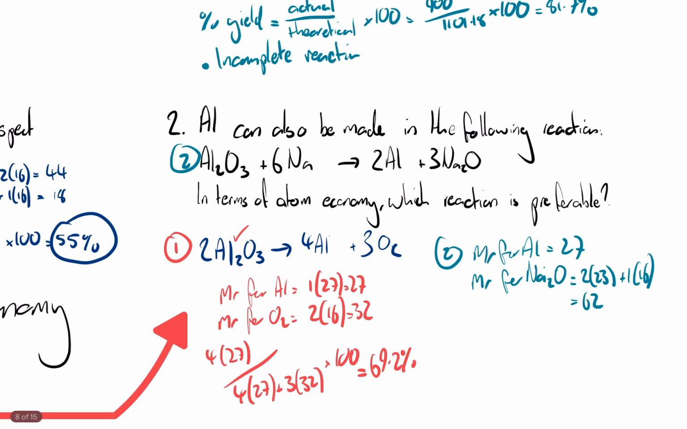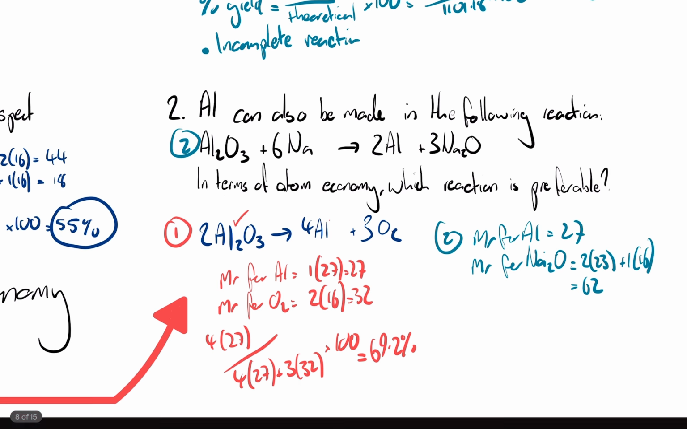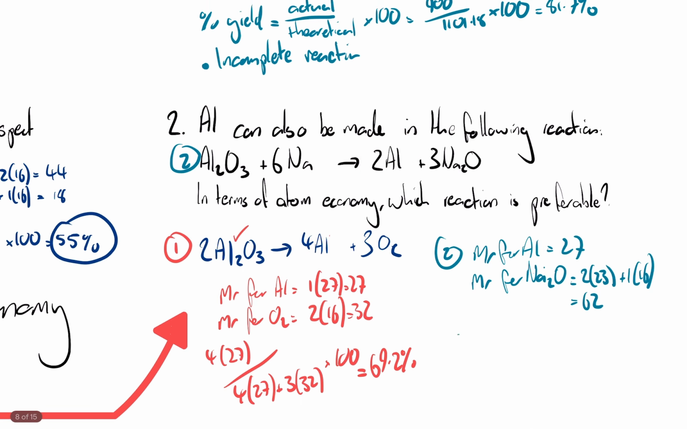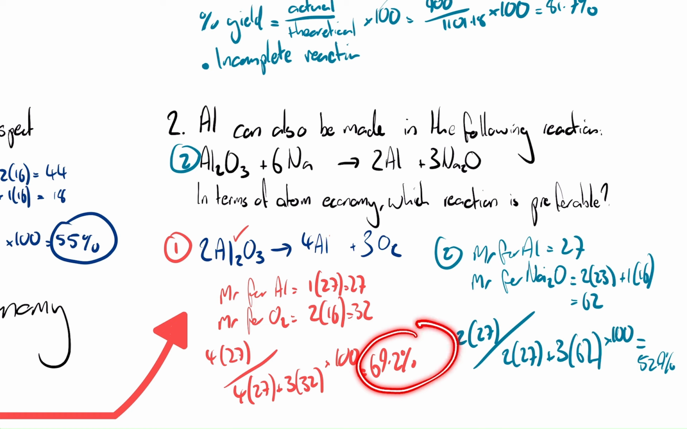And then we plug that in. Desired products, this time we've only got 2 lots of aluminium. It's got 2 lots of 27 over the 2 lots of 27 again, plus 3 lots of 62, all times by 100. And there we get to 52.9%.